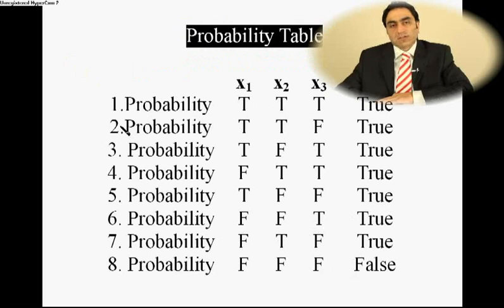So let's look at the probability table. There are 8 probabilities, 8 alternatives in this condition. At the first one, x1, x2, x3, all of them are t, and the result is true, the knowledge is true, as a consequence of the definition.